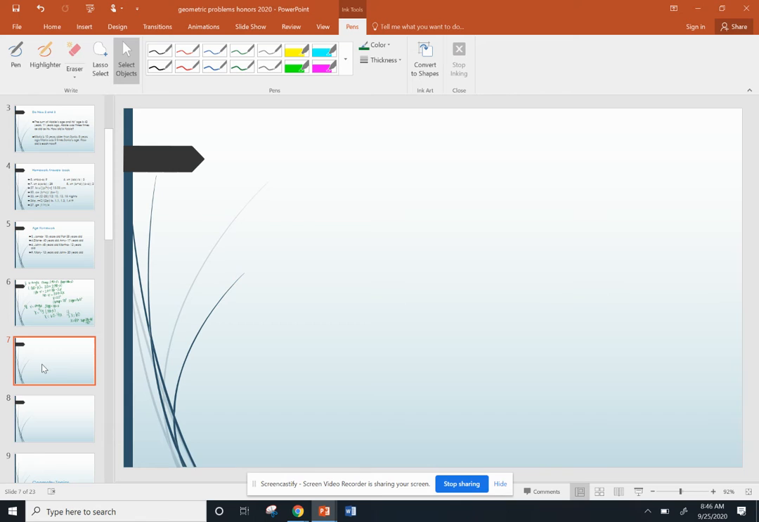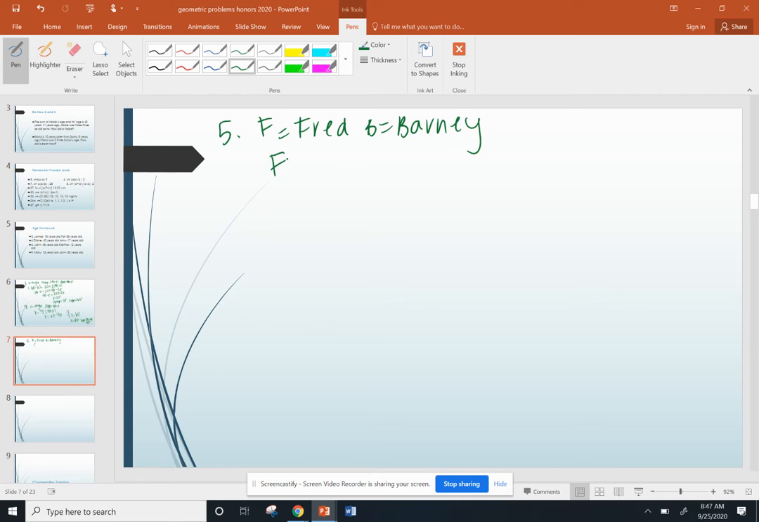All right, so now we're going to move on to some age word problems. So I am going to work on number 5. So if we take a look at number 5 on the homework assignment we had previously, it says Fred and Barney. So F equals Fred, B equals Barney. So Fred is 4 years older than Barney. 5 years ago, the sum of their ages was 48.